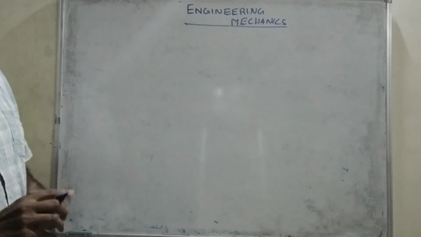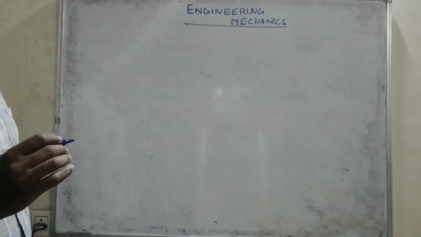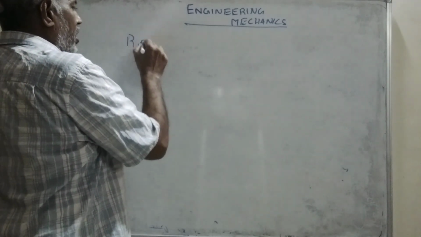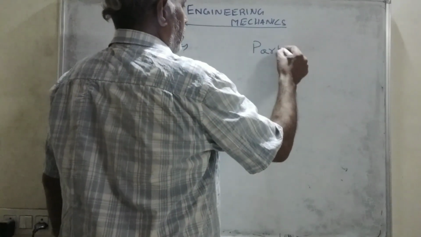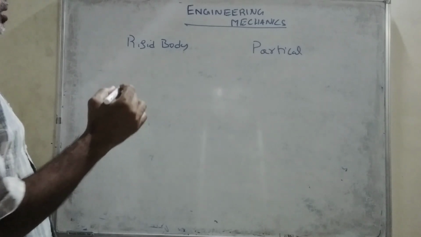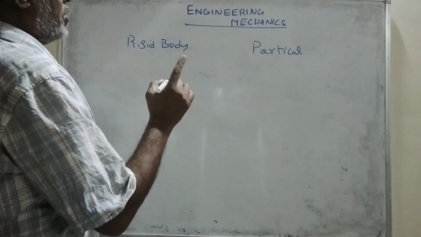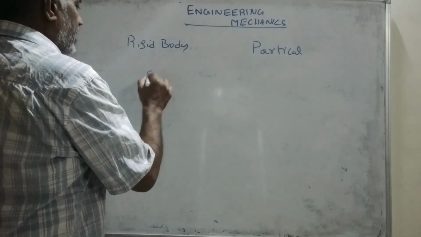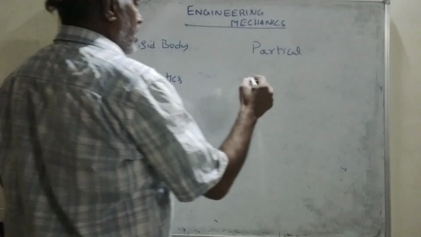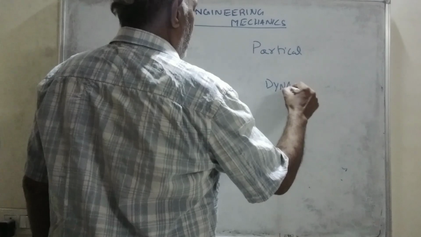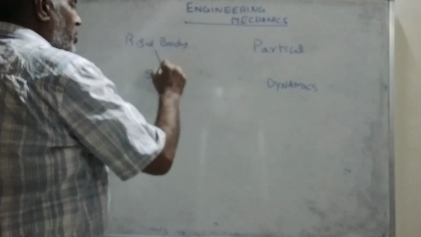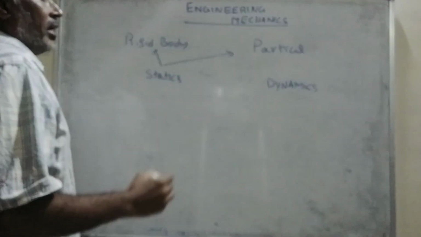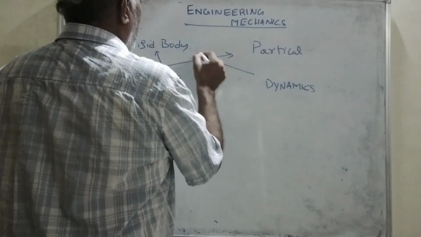This engineering mechanics is related to two types of objects. One is a rigid body and the other one is particle. Now, there are two types of mechanics. One is statics, another one is dynamics. Statics is related to both rigid body and particle. Dynamics is related to both rigid body and particle.